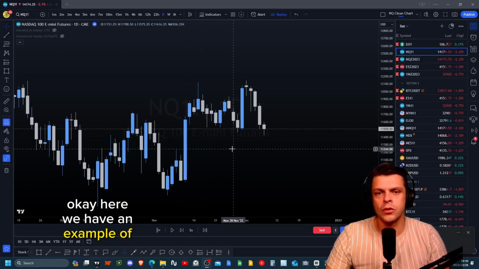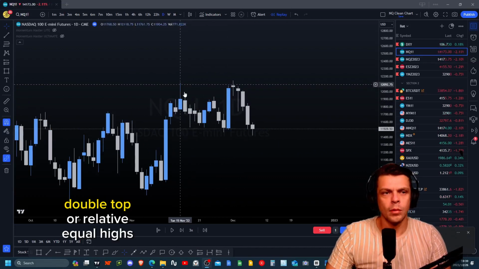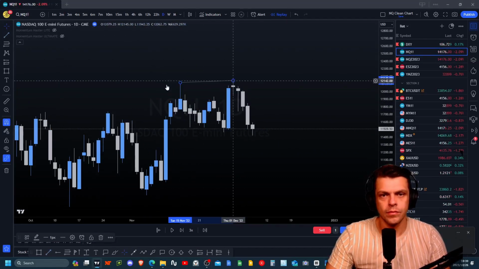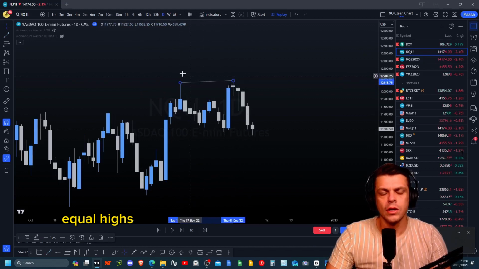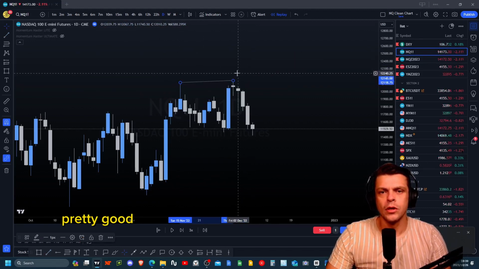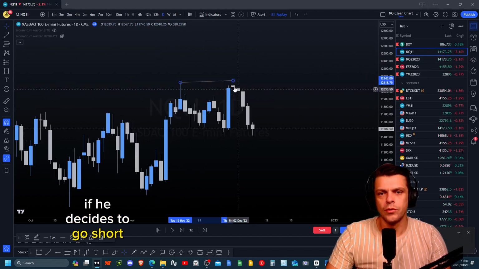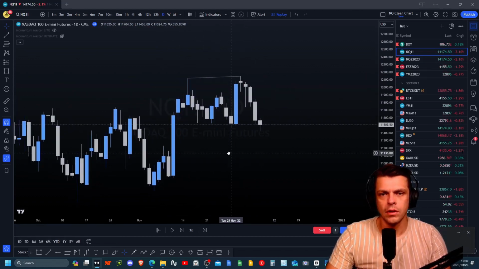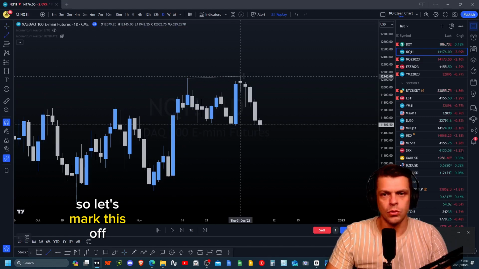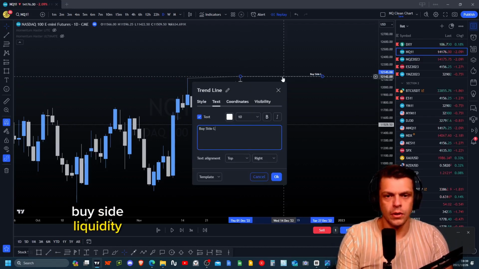Okay, here we have an example of a double top or relative equal highs. So that is the relative equal highs. So that will look like a pretty good spot for a trader to put his stop loss if he decides to go short, for instance, on this leg down. So let's mark this off as buy side liquidity.